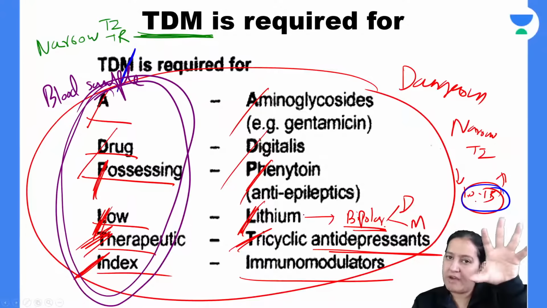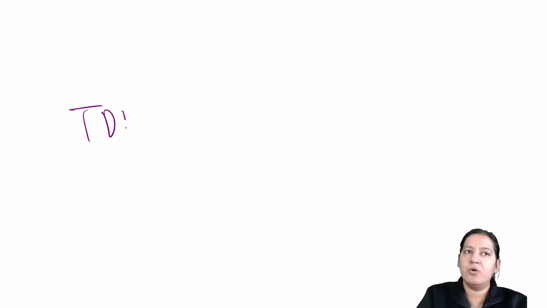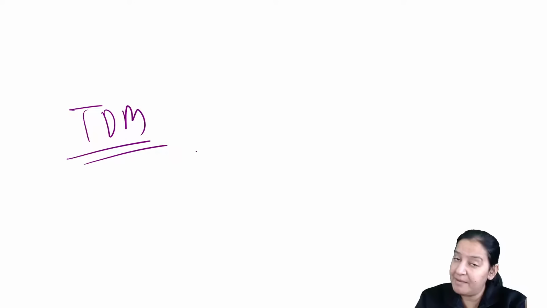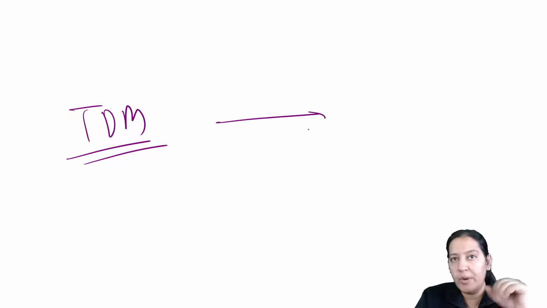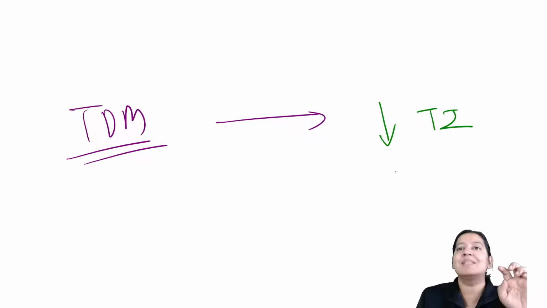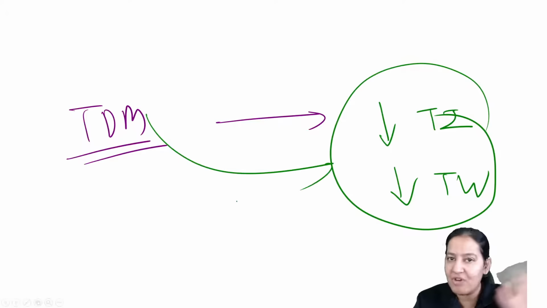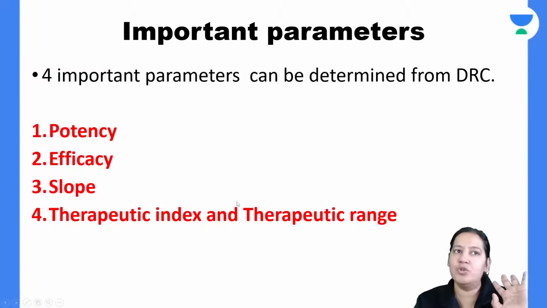So TDM is required for drugs which have a low therapeutic index. TDM, therapeutic drug monitoring, is where we take a blood sample and measure the amount of drug in it. We do it for the drugs which have a low therapeutic index and a narrow therapeutic window. For these drugs we do TDM. For other drugs we do not, right?